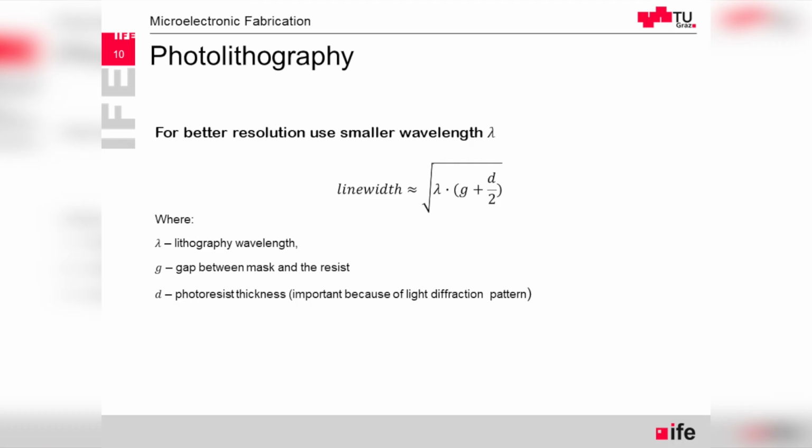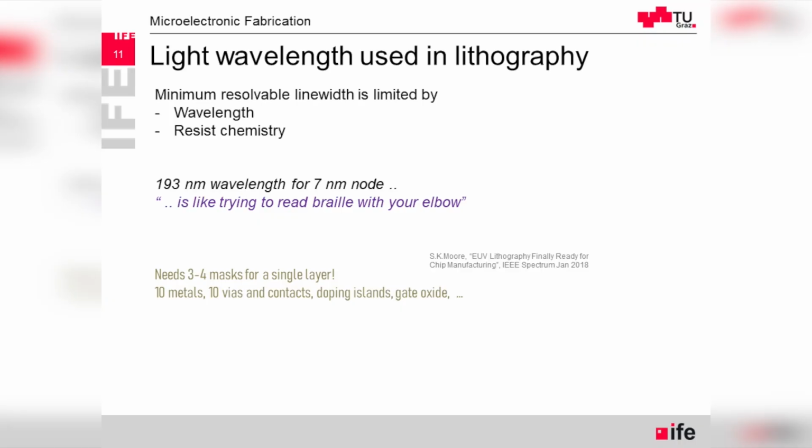The first, most obvious, is the wavelength of the light. Secondly, there is the gap between the mask and the resist, and also the photoresist thickness itself. And this is because there are also the effects of diffraction that influence how sharp the image is at the edge. So up until now, or let's say down to 7 nanometer technology nodes, the wavelength that was used is 193 nanometers.